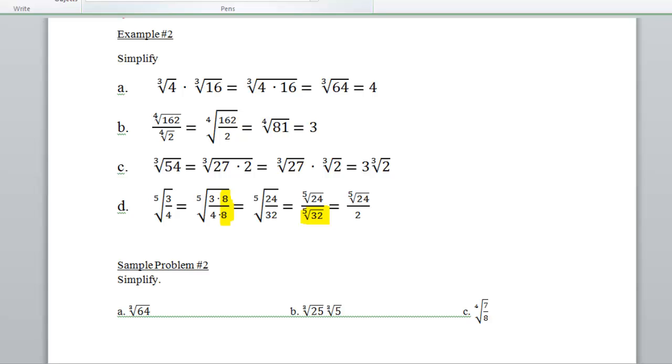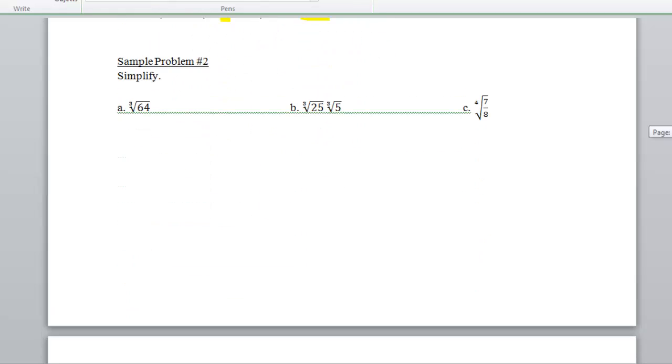So let's go ahead and, if you haven't tried yet, give sample problem 2 a try, and then come back and look at the answers.